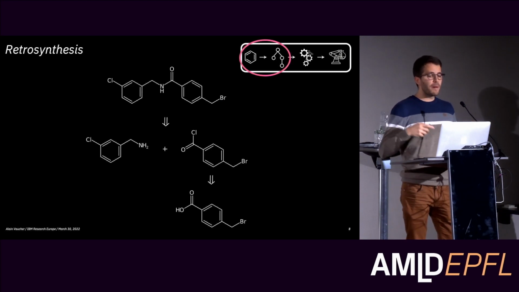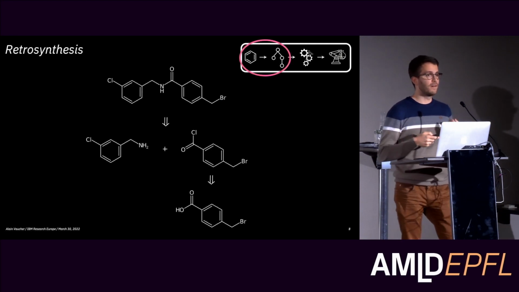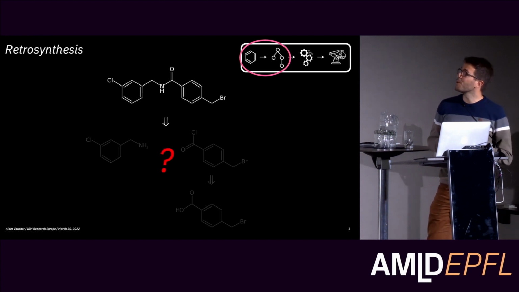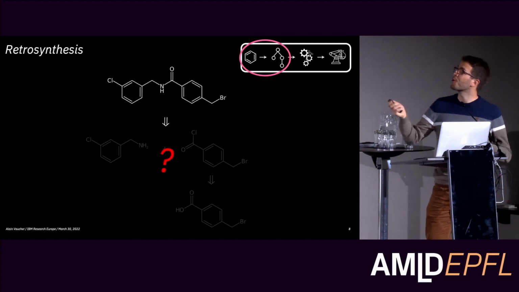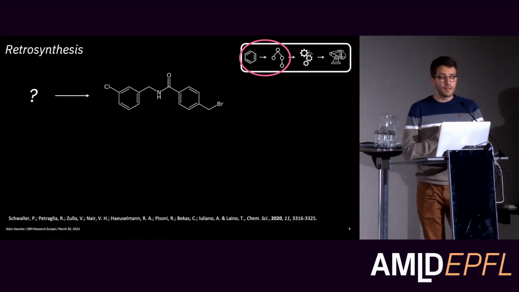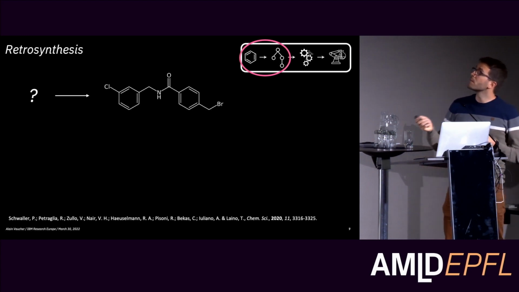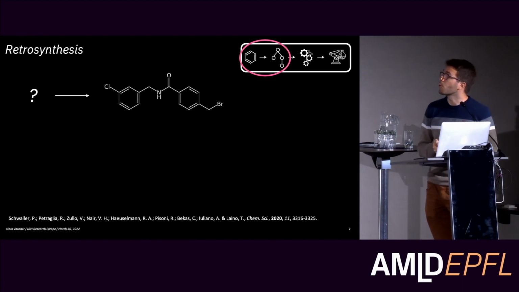So let me come back to this first step of the retrosynthetic analysis. As many of you probably know, there are many different approaches to tackle this problem, and I will be talking about the approach that we take at IBM. And the question is basically, given the compound on the top, how do we get there? In other words, we want to determine what's on the left of this reaction arrow.